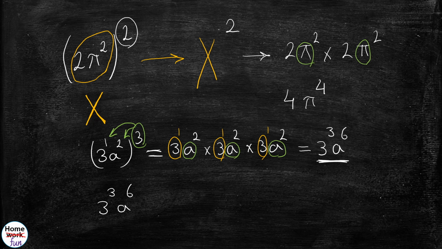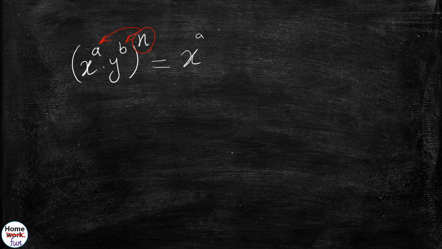So I can even write that as a general rule by saying x to the power of a multiplied by y to the power of b. If all that is raised to the power of n, what's the result? Again, we influence that power outside of the parenthesis into whatever is inside the parenthesis. We multiply by the exponents. So it turns into x to the power of a times n, times y to the power of b times n.